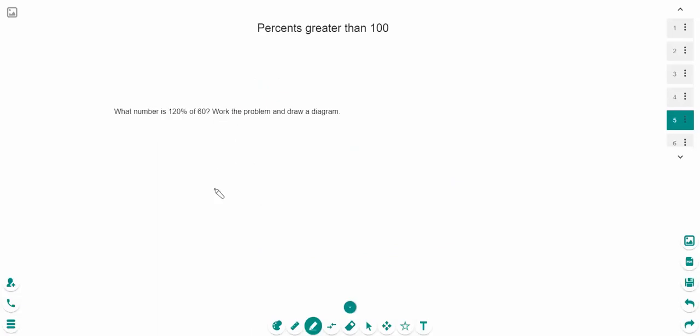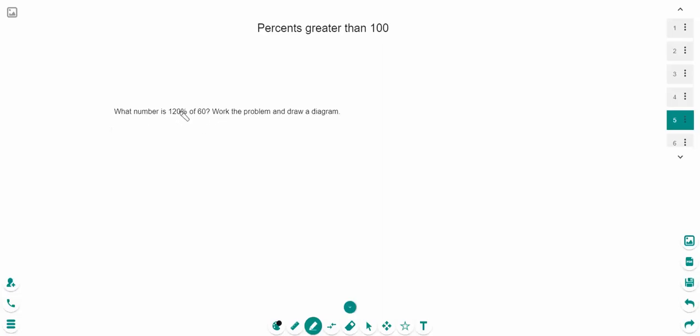All right, now we're moving on to our second leg here of the journey. We're going to be talking about percents greater than 100. Everything else that we've been dealing with have been percents less than 100, 30%, 25%, and whatnot. What happens if we have a percentage that's greater than 100%? Well, that's an interesting thought. Let's take this story problem and give that a whirl. So, what number is 120% of 60?